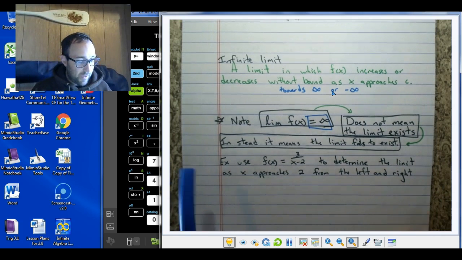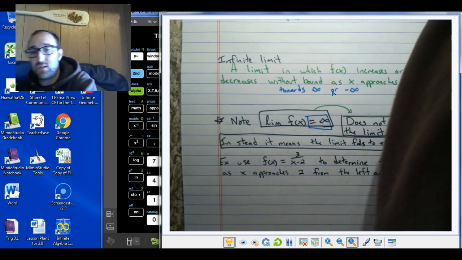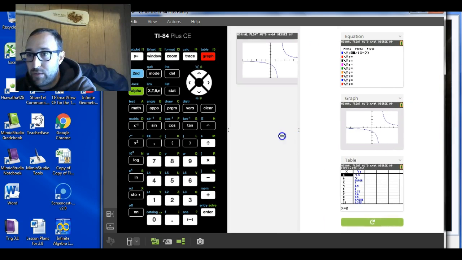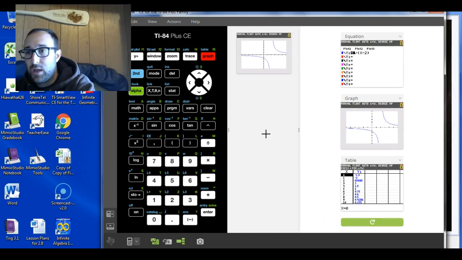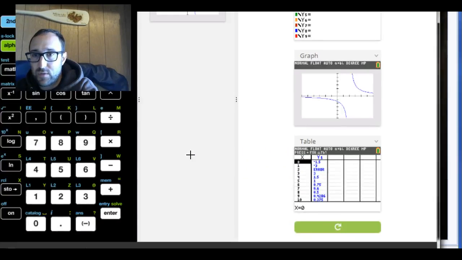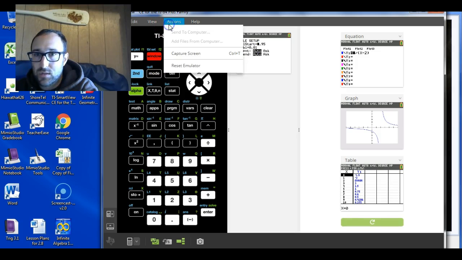So here's our example. Use this function to determine the limit as x approaches 2 from the left and the right. We're going to go back to this here. I'm going to see if I can make those a little bit bigger. There we go, that's a little bit better. Let's go back and change our window here for the table, and we're going to start right there.